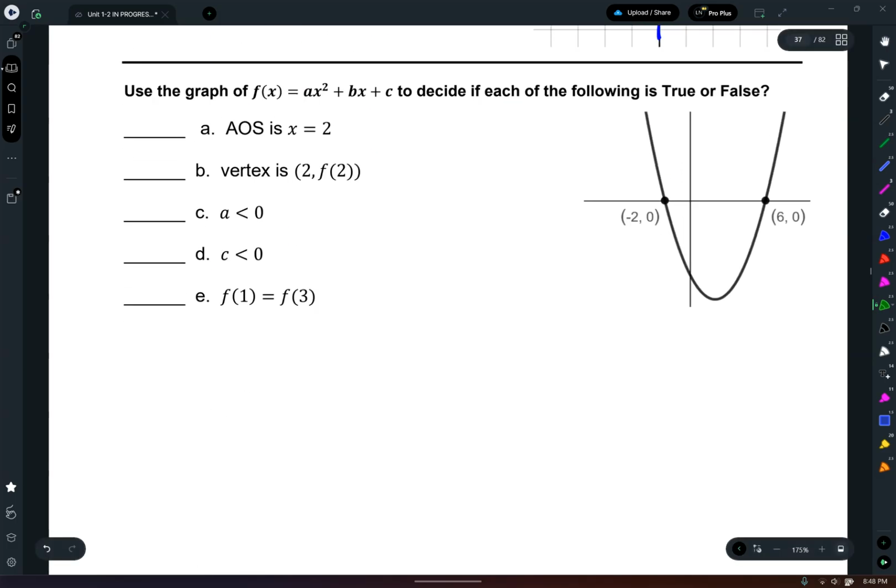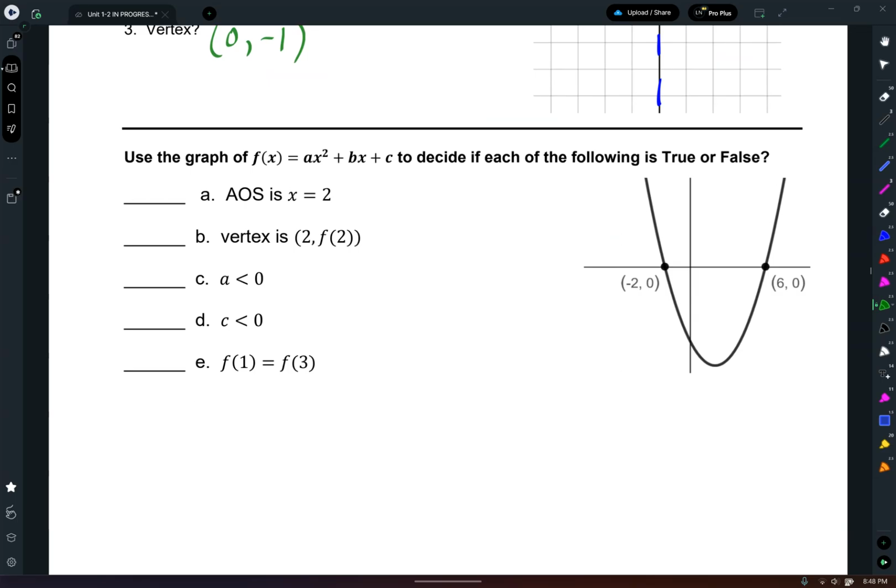This is a good critical thinking question related to parabolas. Okay, so notice it says use the graph of f of x equals, okay, so this is the standard form equation. Now, it's saying I don't know what a, b, and c are. I mean, there's some numbers, I just don't know what they are, okay? But what I do know, when you look at the picture, I can tell that the zeros are at negative 2 and 6, okay? So true or false, is the axis of symmetry at positive 2?